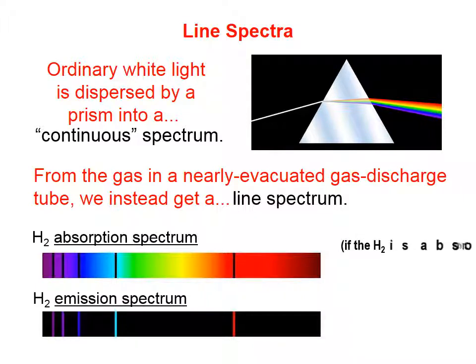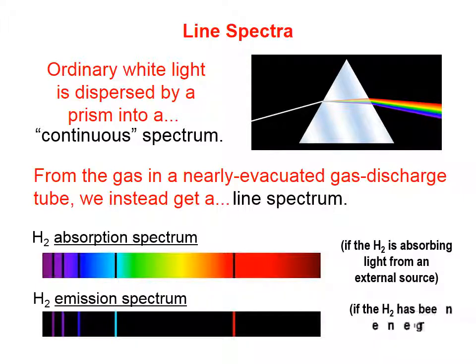The difference here is that an absorption spectrum is if, in this case, hydrogen is absorbing light from an external source. In other words, if the source of the light is behind the hydrogen and is traveling through the hydrogen before it gets to us as the observers. And what happens is hydrogen tends to absorb certain frequencies of light and none of the others. So the others make it through to our eyes.